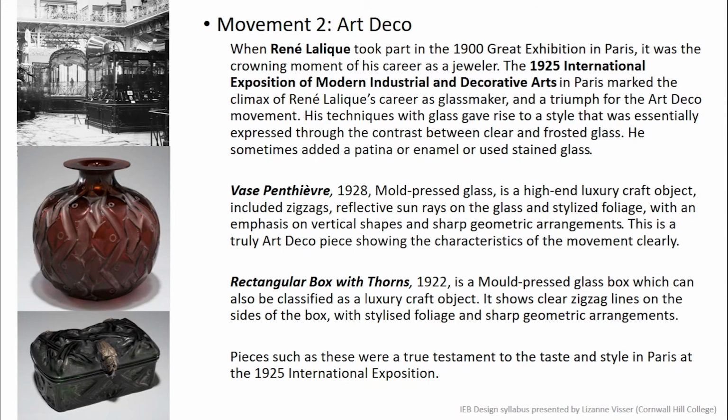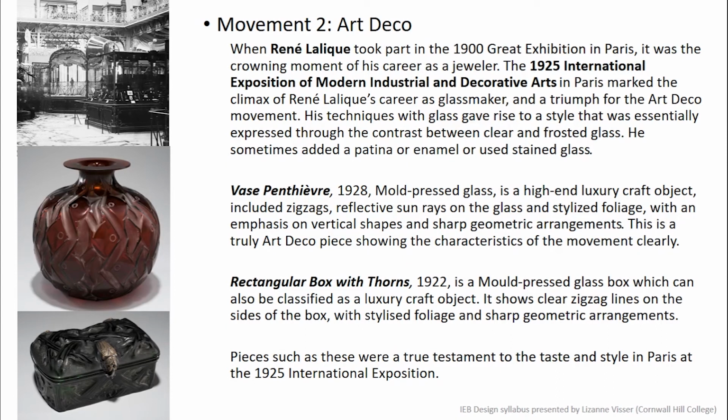Vase Pen de Vrai, made in 1928 from mold-pressed glass, is a high-end luxury craft object, including zigzag lines, reflective sun rays on the glass, and stylized foliage, with an emphasis on the vertical shapes and sharp geometric arrangements. This is a truly Art Deco piece, showing the characteristics of the movement clearly.